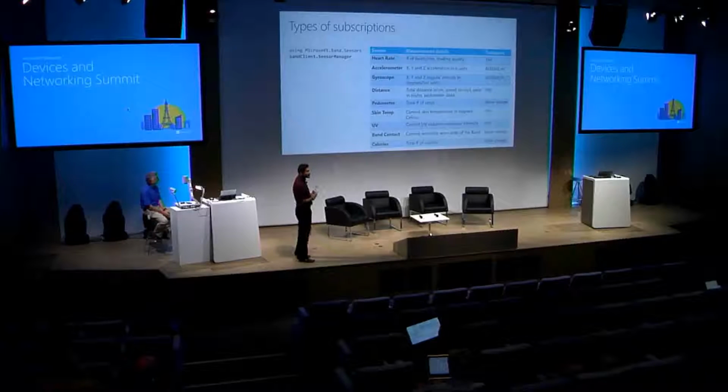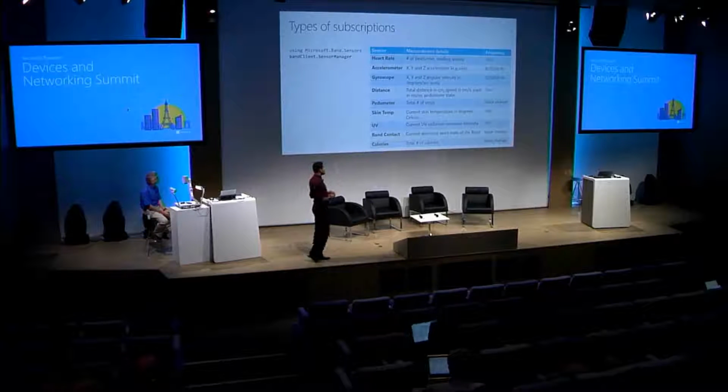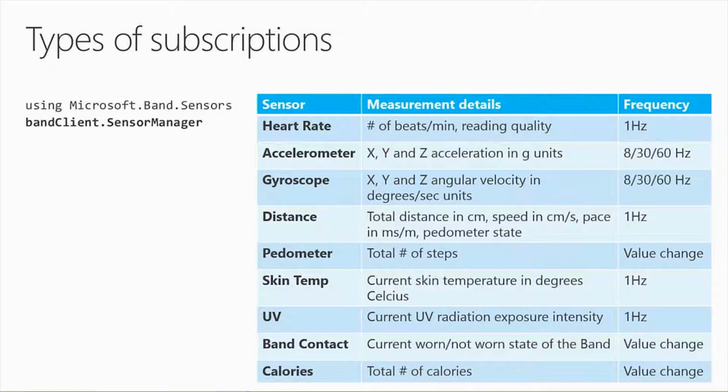So here's a table that talks about all the sensor streams that we support right now. The left-hand side is the sensor stream that we expose. The middle column shows you what is the reading that comes back and what is in the payload when you subscribe to this stream. And on the right-hand side, it tells you the frequency of how often you'll get data from that stream. As an example, if you look at the heart rate, we give you the number of beats per minute. So once you connect to the Microsoft Band, you can get the heart rate of the wearer.